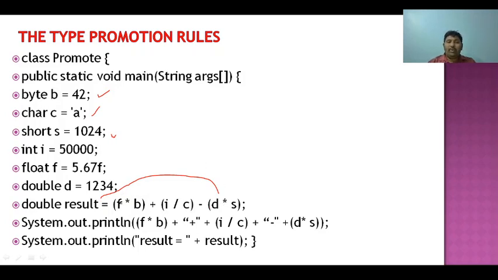So f is promoted to double, byte is promoted to double, integer is promoted to double, char is promoted to double, and short is also promoted to double. That's why our expression is in double format, and I store it into result, which is a double variable. This is how we can perform type conversions. Thank you very much.